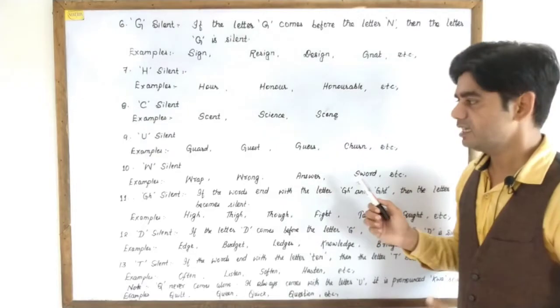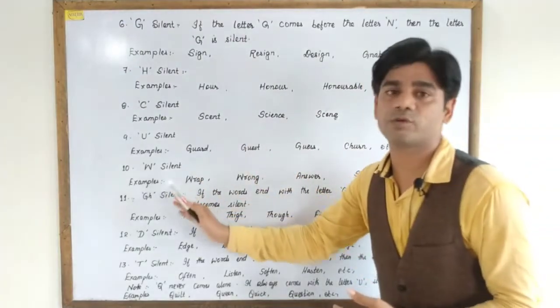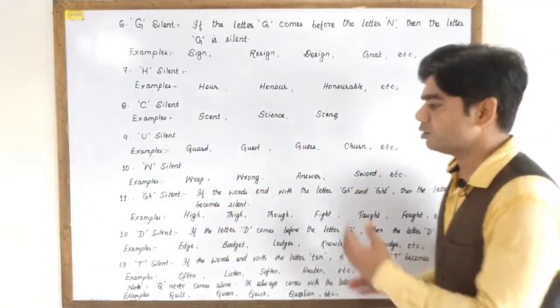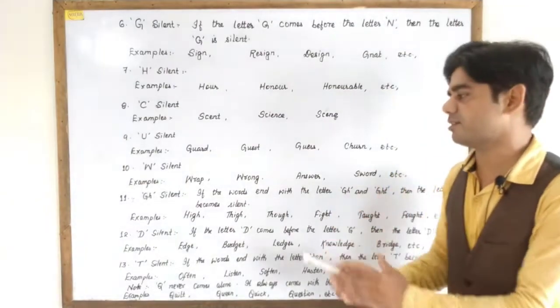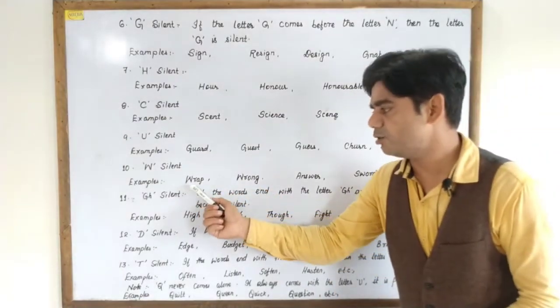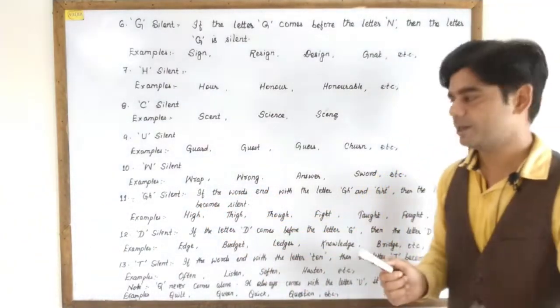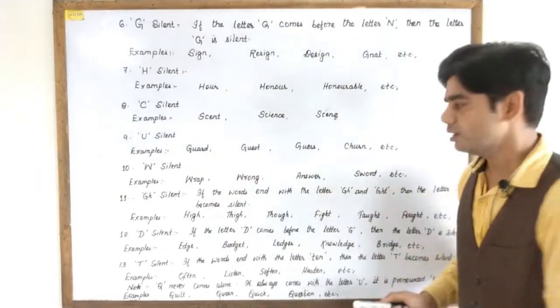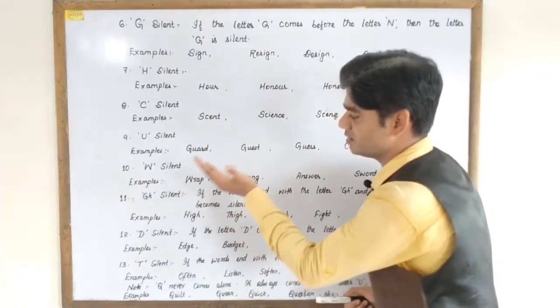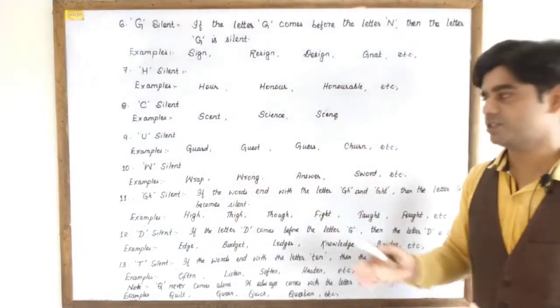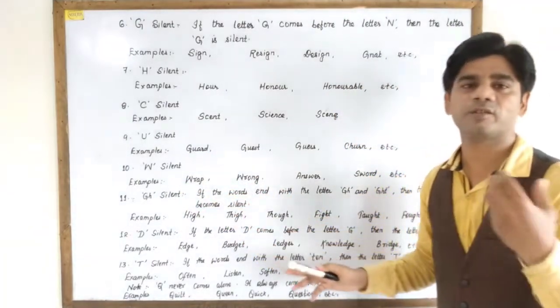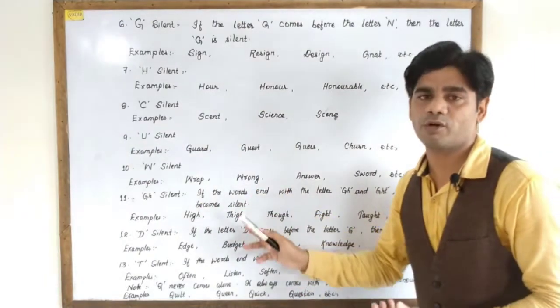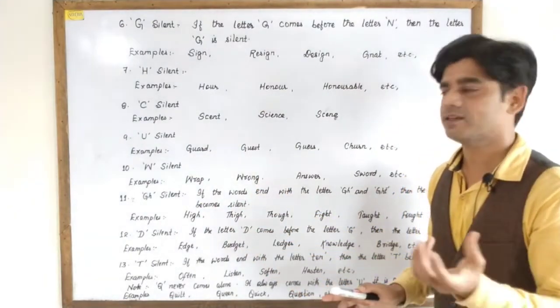Another example we have is C-H-U-R-N, churn. Now we are moving to the next silent letter, that is W silent letter. So we will understand this with some examples. See here, W-R-A-P, wrap. W-R-O-N-G, wrong. See here, you can see that there is a letter W and it is silent. Again here it is silent.